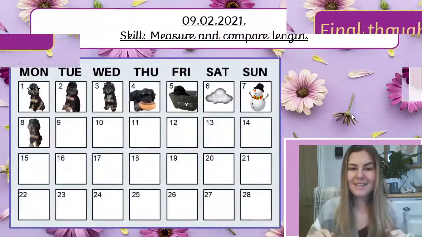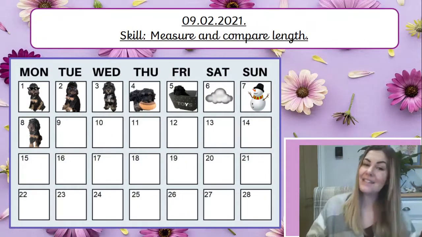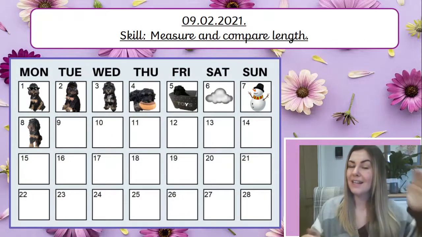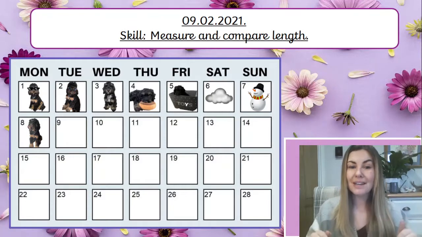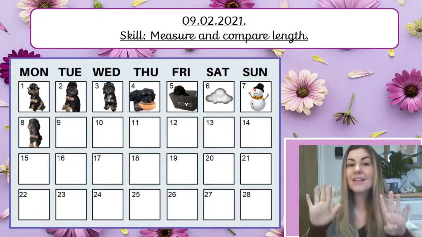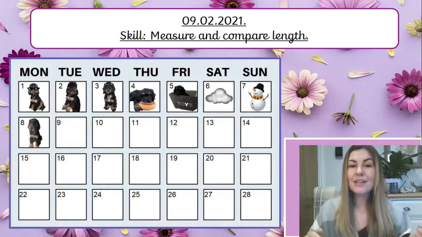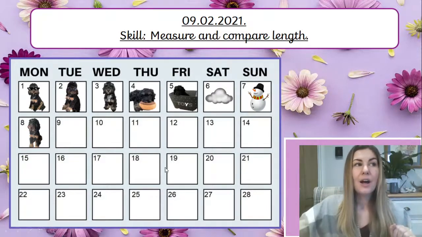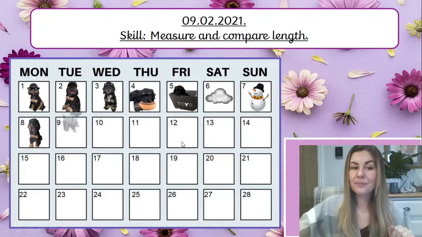Right, let's go through the day. Yesterday was Monday, so today is Tuesday. Yesterday was the 8th, so today is the 9th. Today is Tuesday, the 9th of February 2021. On our calendar, can you point to where our day is? Here it is, Tuesday the 9th.